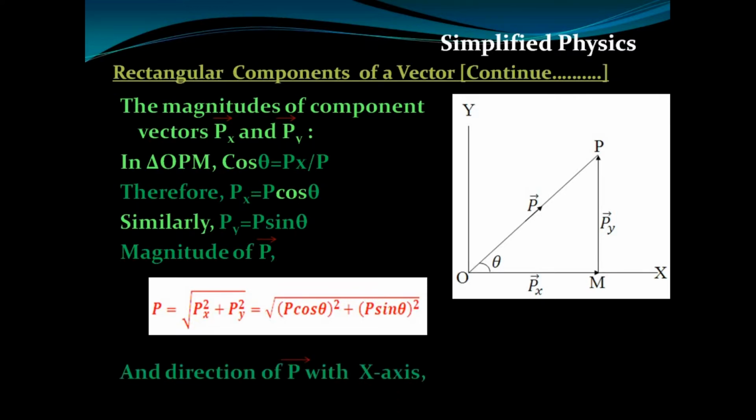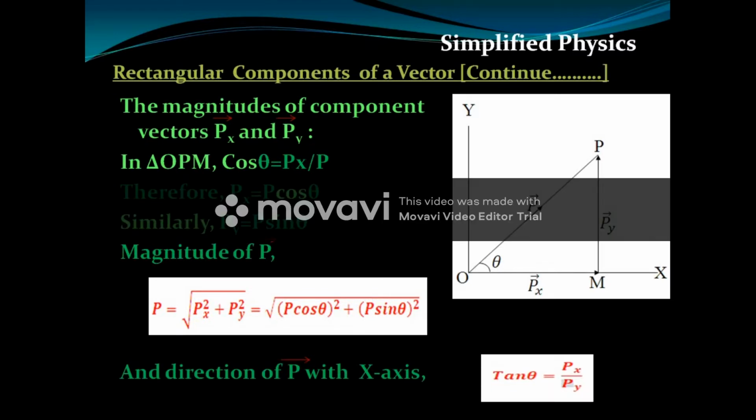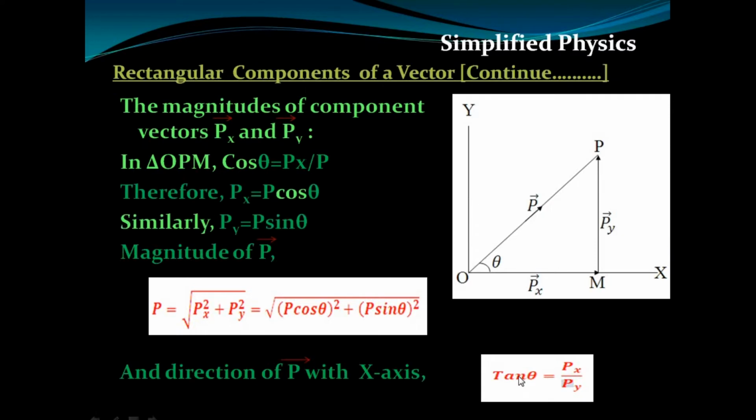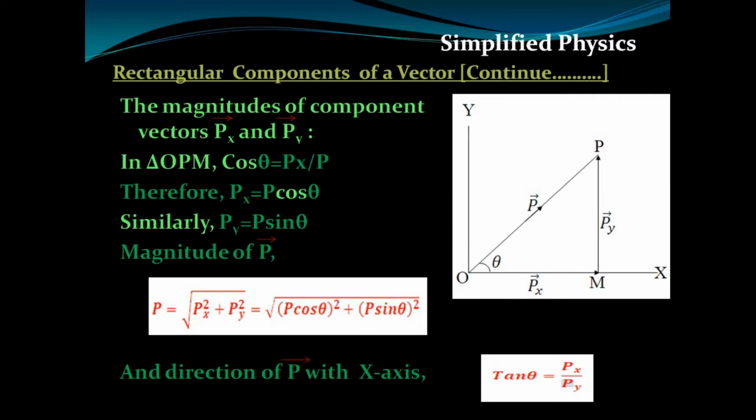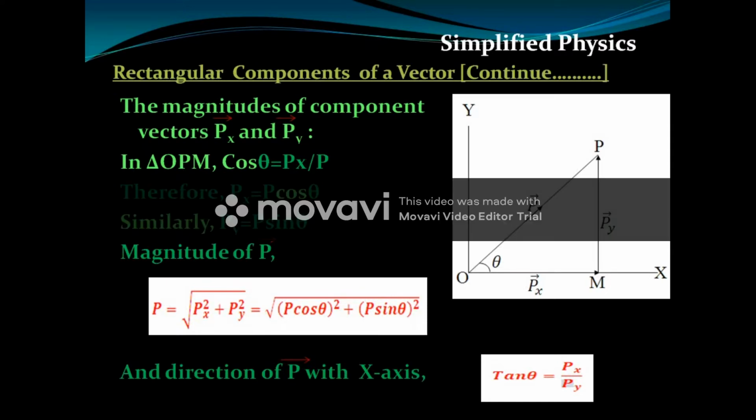What about the direction of the vector? The direction of P with the x-axis, that is theta, is the angle. Tan theta equals Py by Px. In this way we can find magnitude and direction for the rectangular components of a vector. And don't forget that the x component of a given vector P is P cos theta, and the y component, Py, is the magnitude of P times sin theta.